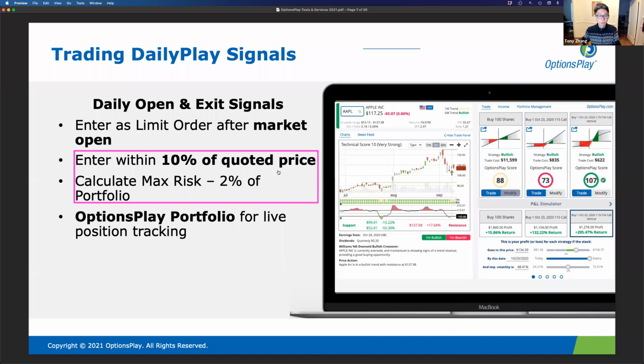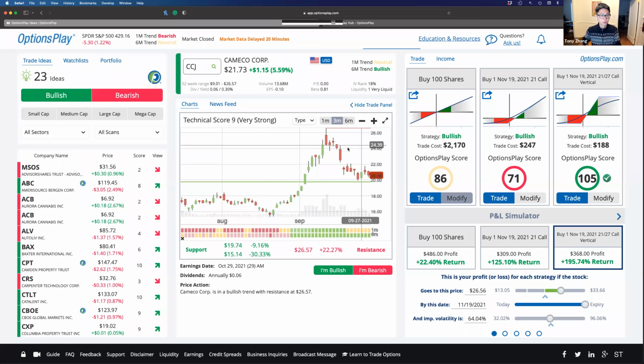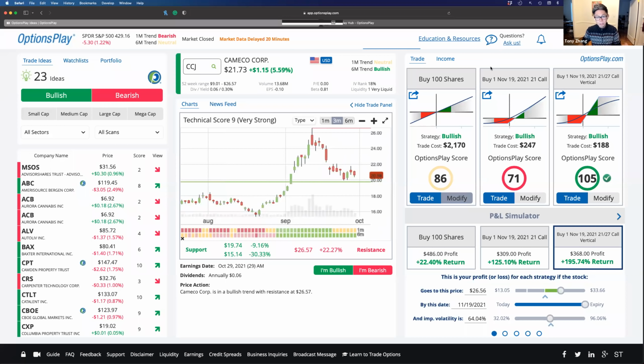So right now, what I think we should do is just quickly review a specific trade setup and how to calculate a potential number of contracts. So this is purely for educational purposes. This is not a trade signal or a recommendation. If, let's say, you were bullish on Cameco, the uranium enriching company, and let's say you were looking at buying the November 21/27 call vertical, which currently costs $188 per contract.